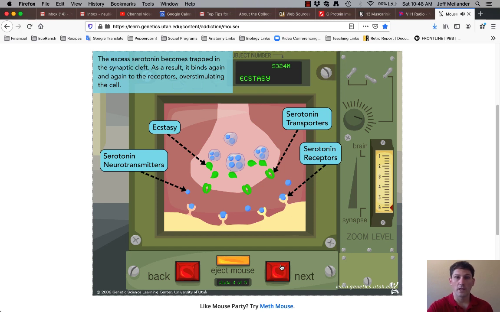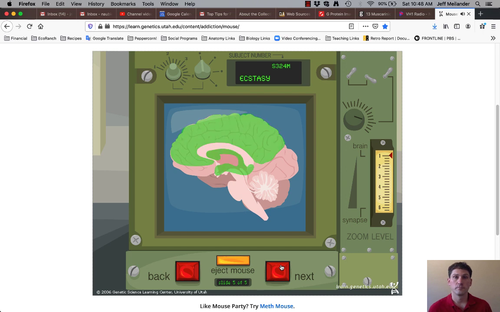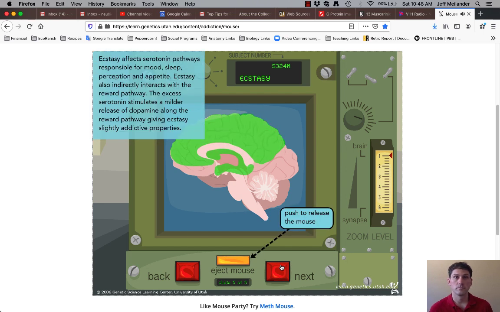So we're getting lots of EPSPs on those postsynaptic serotonin cells. Ecstasy affects pathways responsible for mood, sleep, perception, and appetite. Ecstasy also indirectly interacts with the reward pathway. The excess serotonin stimulates a milder release of dopamine along the reward pathway, giving ecstasy slightly addictive properties.